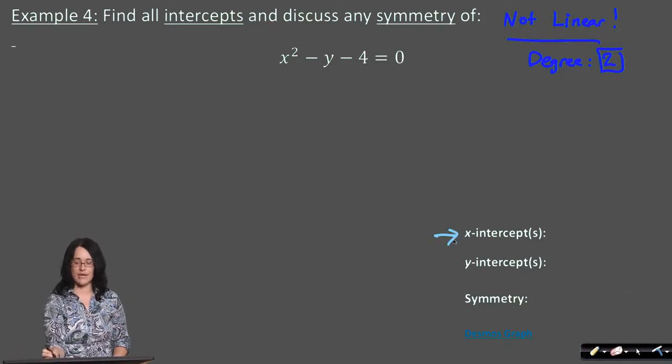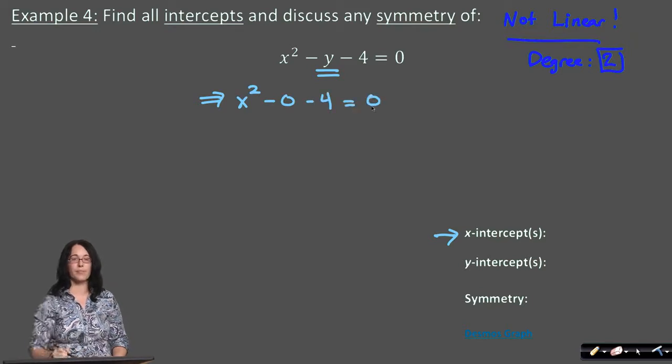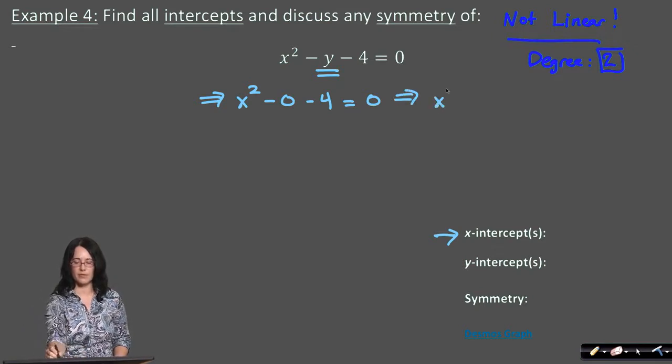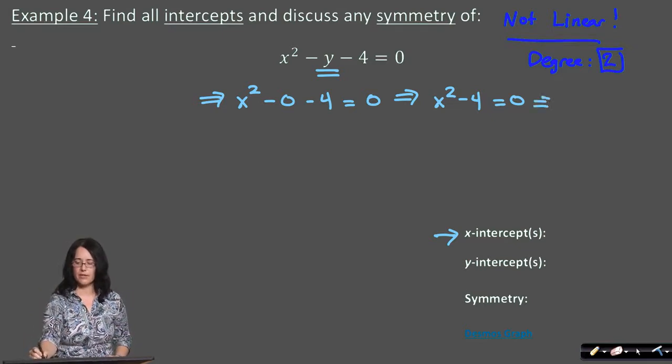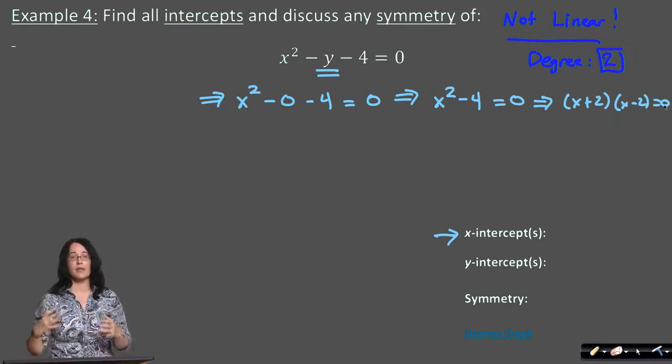To find our x-intercepts, remember, that's where we let y equals 0. So this would become x squared minus 0 minus 4 equals 0. What does that mean? Well, that would mean that x squared minus 4 equals 0. Now, there's a couple of ways to solve this degree 2 equation, quadratic equation, that we've reviewed in our previous videos. Feel free to go back to them if you need to. One way is you could always try to factor, and this one does factor into a difference of 2 squares. So if you factored it, that's one way, x plus 2 and x minus 2, and set it equal to 0.